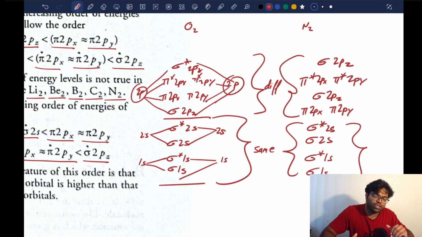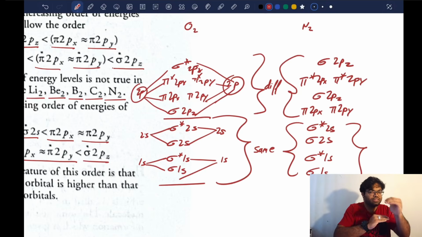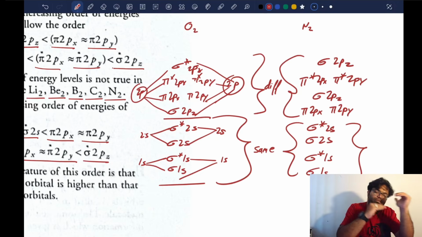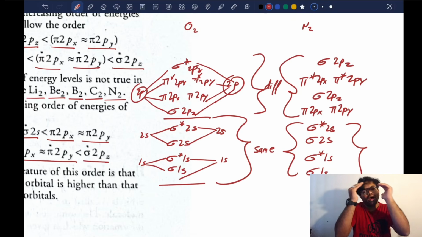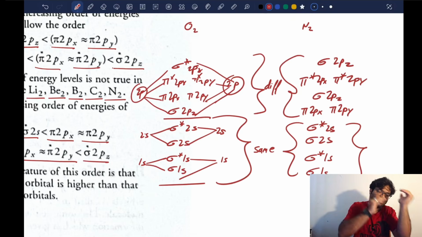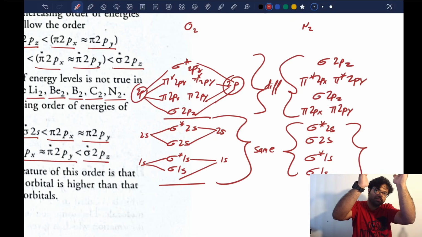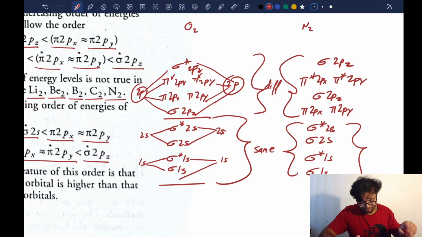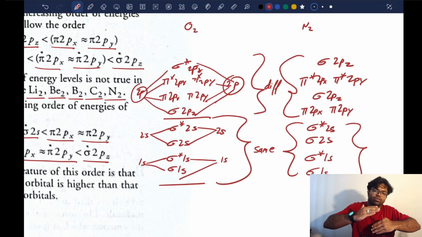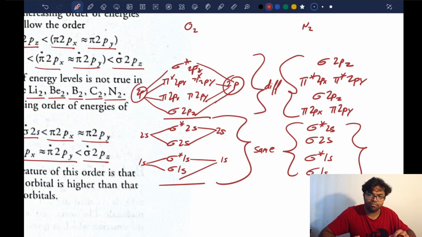Similarly, in the case of nitrogen, you will have sigma 1s, sigma star 1s, sigma 2s, sigma star 2s, then pi 2px, pi 2py, sigma 2pz, pi star 2px, pi star 2py, sigma star 2pz. Understood how the electrons are arranged?